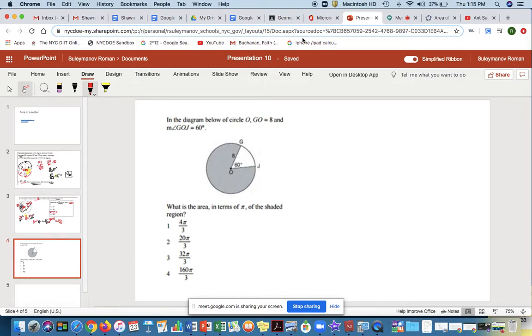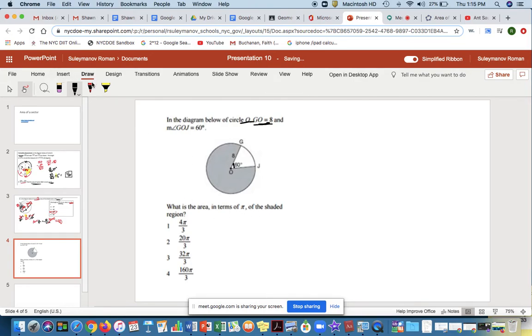Okay, so this is basically going to be a trick question here, but we want to know how to use the calculator to make things simpler for us. You're told you have circle O, so the center is O. GO is 8. You're given the radius in this case. And you're told angle GOJ, or this angle, is 60. They're asking you for the area of the shaded region in terms of pi.